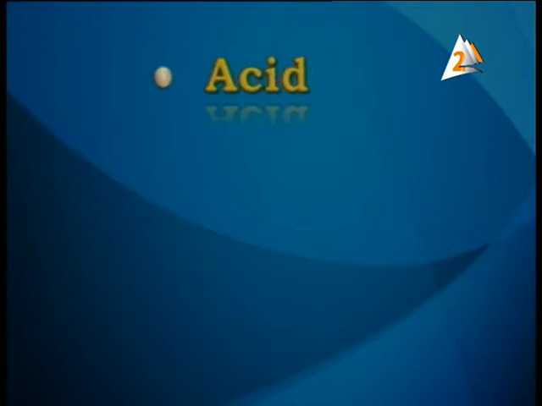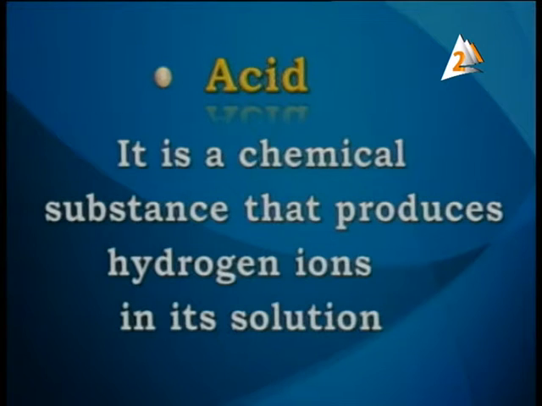Let's go to see another one. We have an acid. What's meant by acid? It's the chemical substance that produces hydrogen ions in its solution. It's H+. Hydrogen positive means a hydrogen ion or proton that is produced in its solution and makes this solution sour in taste and changes litmus paper into red color.